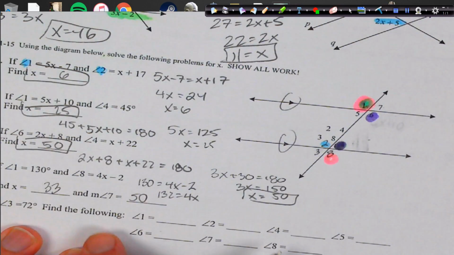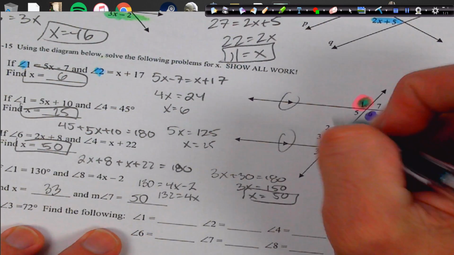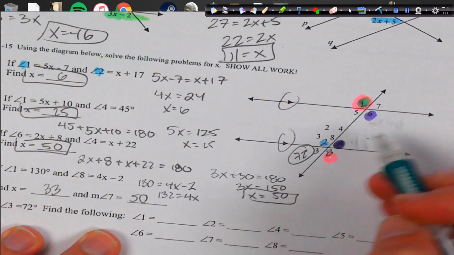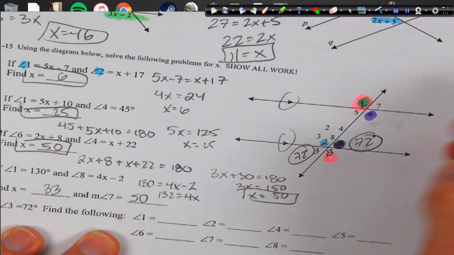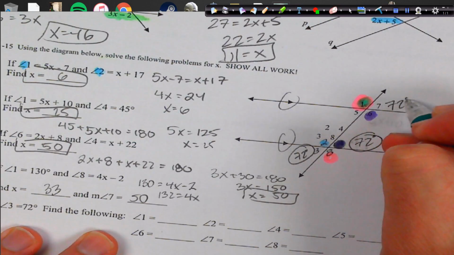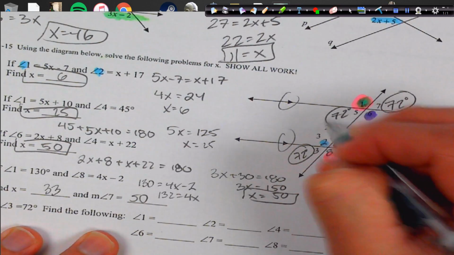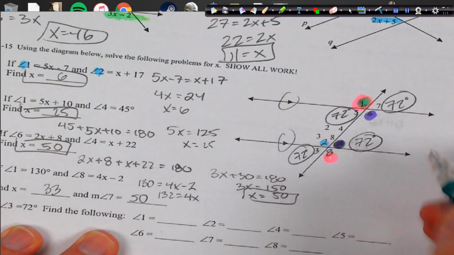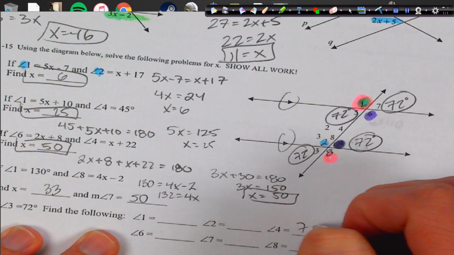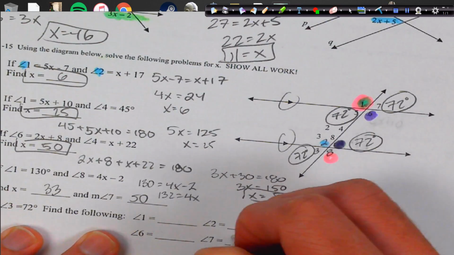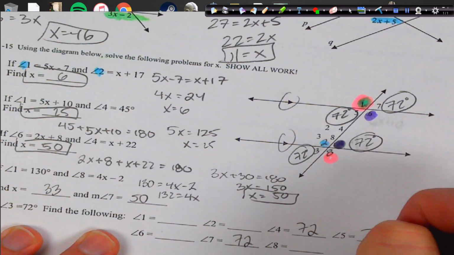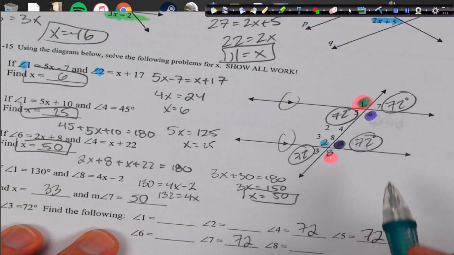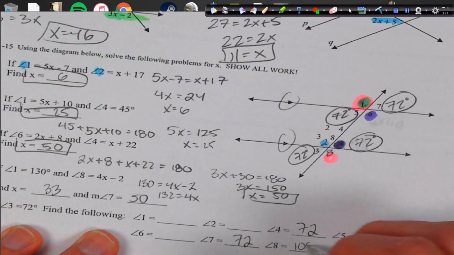Find the following if we have 72. So angle 3 is 72 degrees. So that means angle 4 is also 72. Corresponding angles, 72. Vertical, 72. So that's 3, which we already knew. 4, 7, and 5 are all 72. And then to find the other angle, we're going to subtract from 180, so we should get 108 for all the other angles.